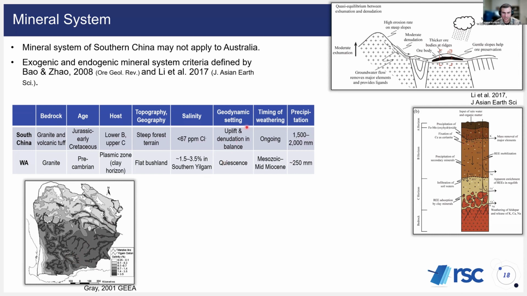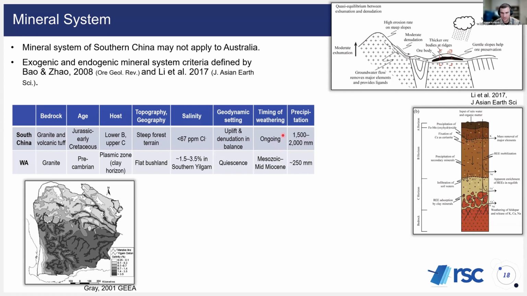The geodynamic setting is also quite different. In southern China, you have uplift and denudation sort of in check. So while tectonic forces bring those hills up, at the same time, you have erosion happening. All this tectonic uplift helps with ongoing and speeding up the weathering process. And I would argue that's not necessarily the case in WA, where you have at the moment more or less tectonic quiescence.